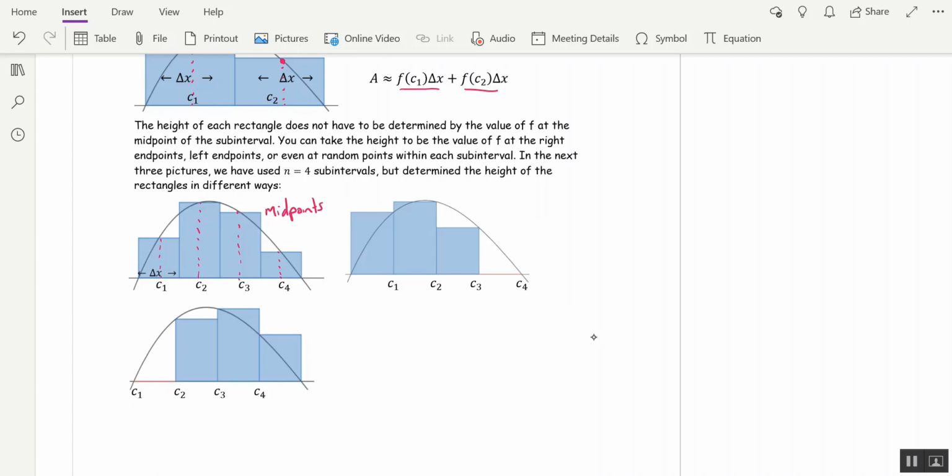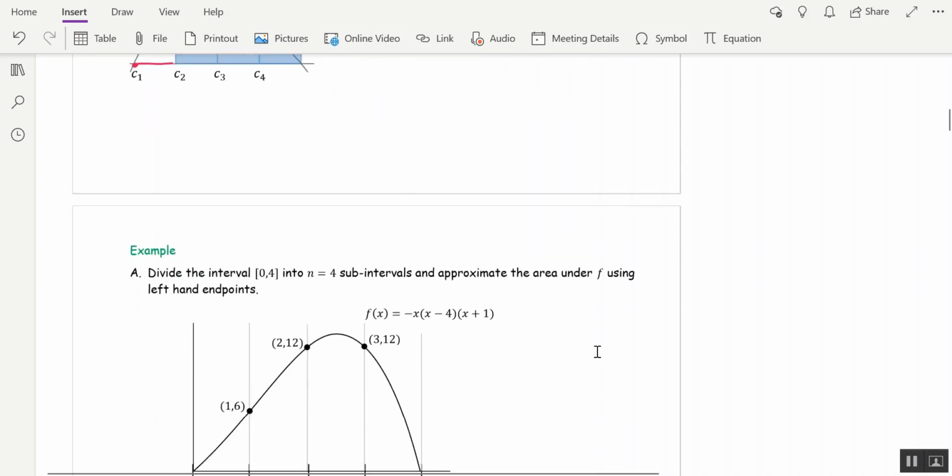So let's take a look at this next picture. This first rectangle has height determined by f of C1. That's the right endpoint of this first subinterval. The second rectangle has height f of C2. Third one has height f of C3. And the fourth one, since this graph crosses the x-axis here, this fourth rectangle is what we call degenerate, it has zero area. So this is an example of right endpoints. And then finally, if we use left endpoints, we get our degenerate rectangle over here, and then we get these rectangles. So this would be left endpoints.